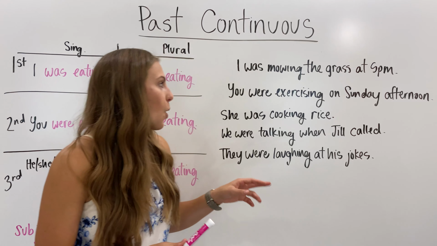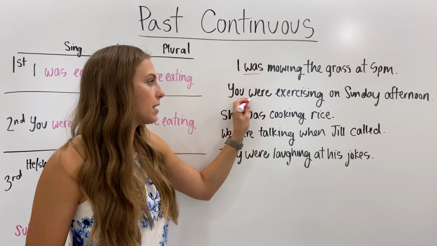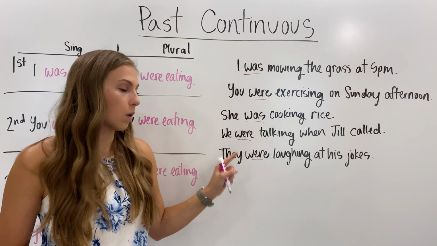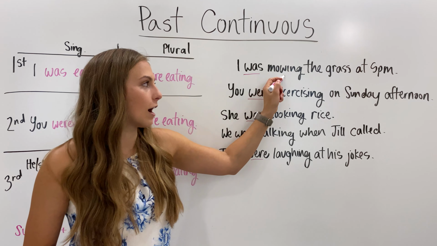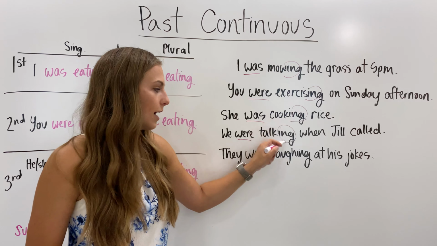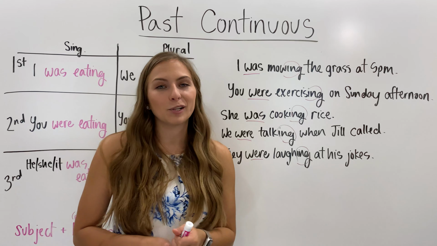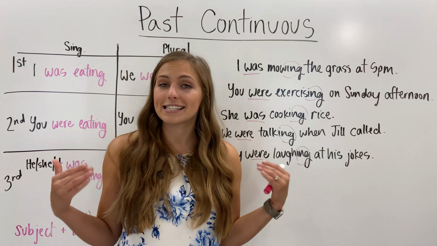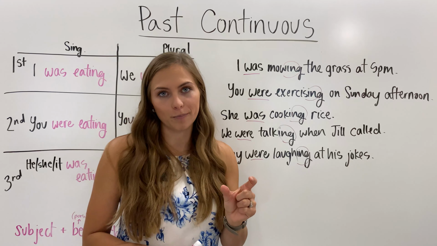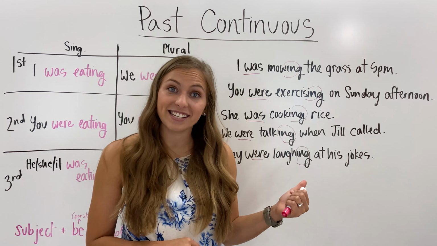So for all of these, we start with our subject. We add the be verb, was, were, and then our ing ending. Again, very similar to the present continuous, except that we are going to be using the past for the verb be. All right, so now let's look at negative sentences.